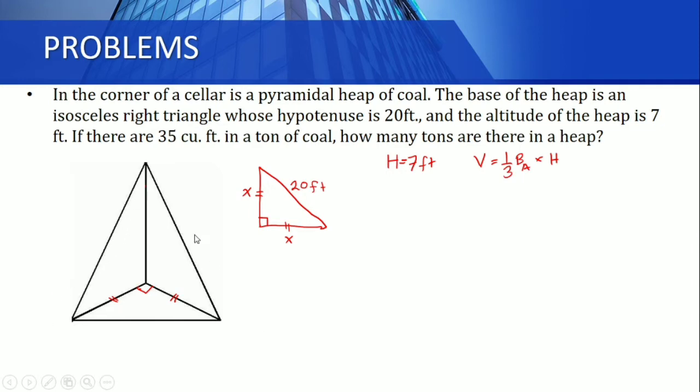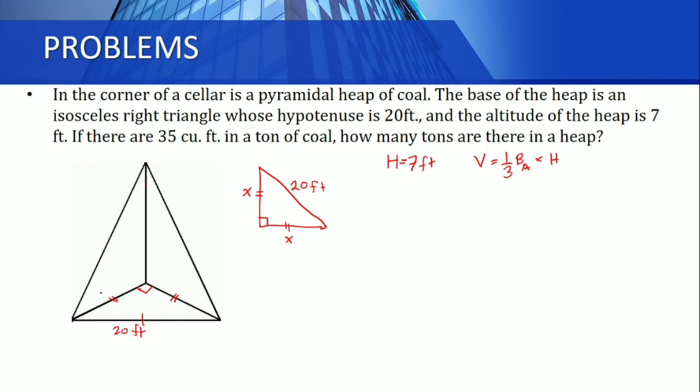So ito yung pyramid natin, and sabi niya doon, isosceles right triangle yung base niya, no? So kapag sinabi natin isosceles right triangle, ito yung isosceles right triangle natin. So magkakaroon tayo ng right triangle and equal yung dalawang sides niya. So this is a pyramid. Hindi siya regular pyramid kasi yung base nito hindi siya equal dito sa base dito sa kabila. So meron tayong height, altitude 7 feet, and yung hypotenuse niya is 20 feet. So yung hypotenuse nung triangle natin or yung base natin is 20 feet. So this is 20 feet.